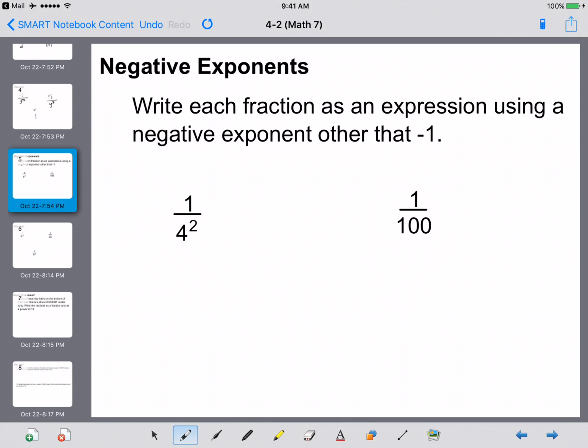So now we want to work backwards and write each fraction as an expression using a negative exponent other than negative 1. So if we have a 1/, all we need to do is, instead of pulling it out and plopping it on top, we're putting it back in. So we've got 4, our 1/, turns us into a negative 2. Here, we don't have an exponent in the bottom. But what we can do is we can go 100 is the same thing as 10 squared. And then go from there, take our 1/, and turn it into a negative exponent.